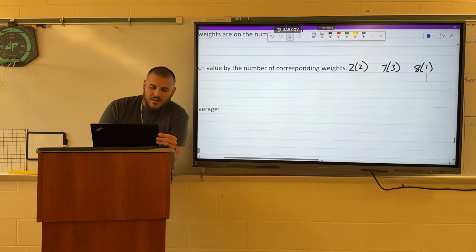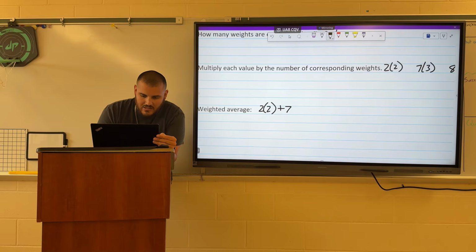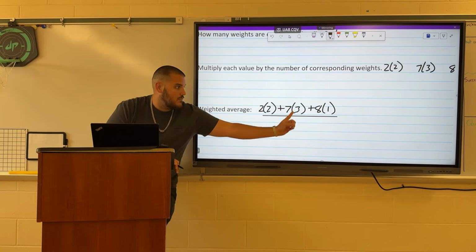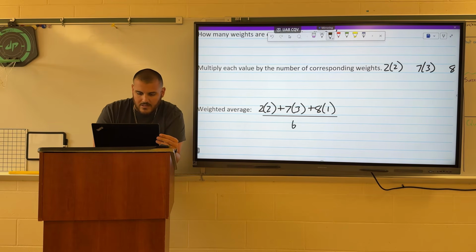So here's what our final calculation is now going to look like. It's going to be the sum of those weighted values, so that's the 2 times 2 plus the 7 times 3 plus the 8 times 1. So it's the sum of all that divided by the sum of weights, which hopefully you notice is just the sum of the numbers in the parentheses, 2 plus 3 plus 1 divided by 6.